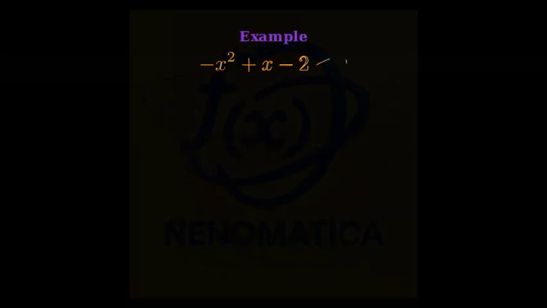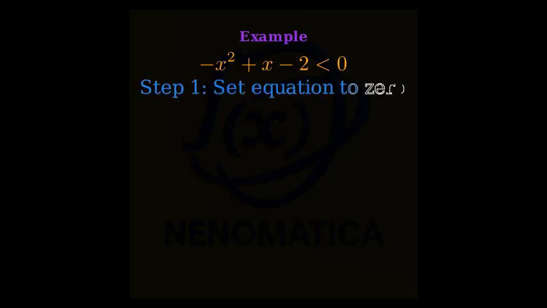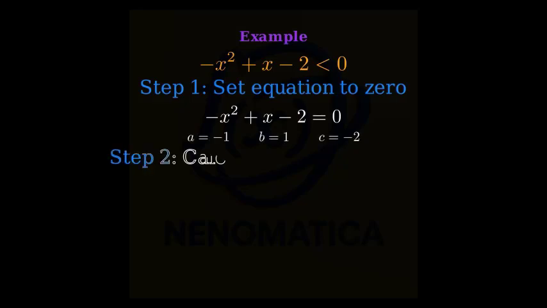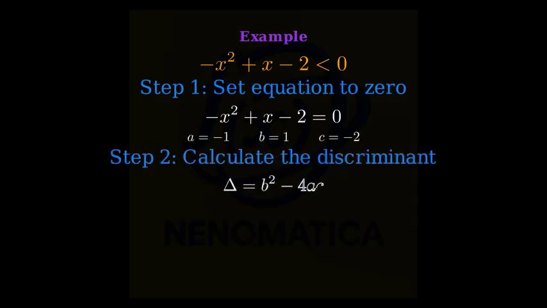Example. We will solve the quadratic inequality negative x squared plus x minus 2 is less than 0, following the exact algorithm shown. Step 1. Set the corresponding quadratic equation to 0 to find potential roots. Step 2. Calculate the discriminant delta using b squared minus 4ac. Start with delta equals b squared minus 4ac. Substitute the coefficients. The image showed 1 minus 4 equals negative 3, but that is incorrect. It should be 1 minus 8 equals negative 7.